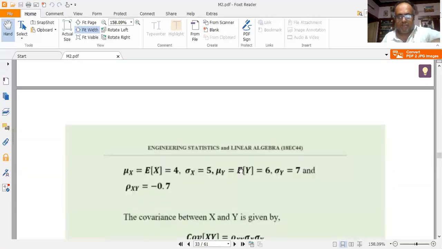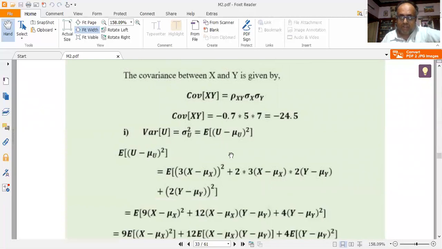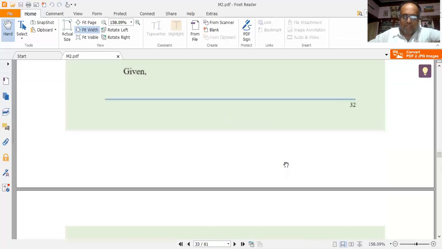Next, I shall find the variance of u. The variance of u is nothing but sigma u square, which is by definition, remember the definition that we had discussed while deriving the properties of variance, sigma u squared is given by expected value of u minus mu u the whole square. Expected value of capital U minus mu u the whole square, because capital U is a random variable here. So now expand this. But what is u given by? U is equal to 3x plus 2y.